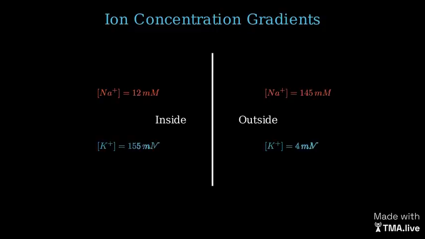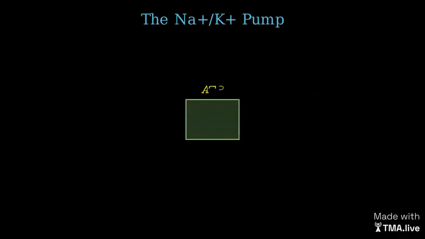The sodium-potassium pump actively transports 3 sodium ions out and 2 potassium ions in, consuming ATP. This uses about 70% of the neuron's energy.